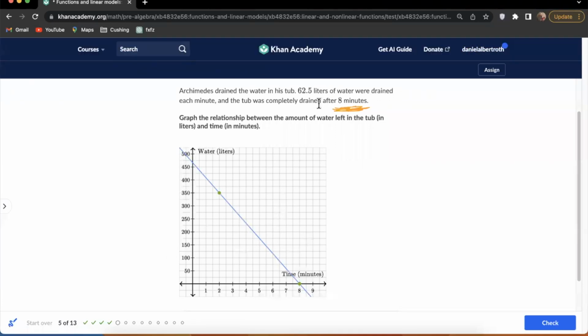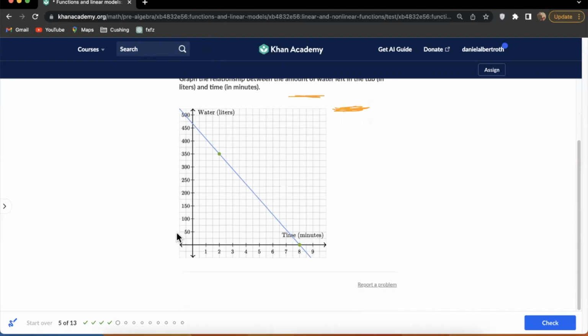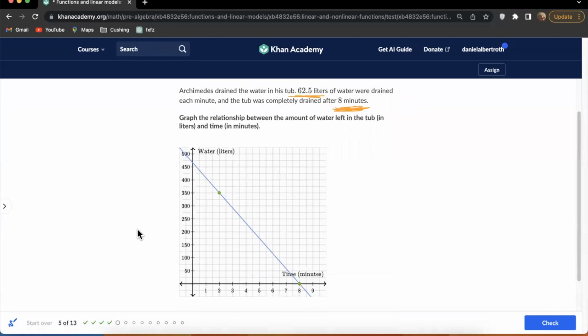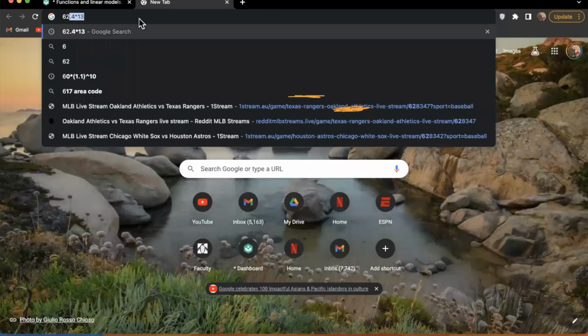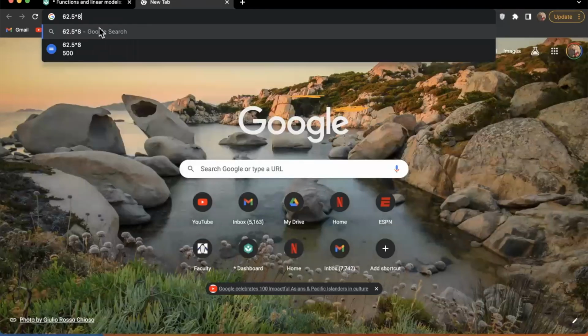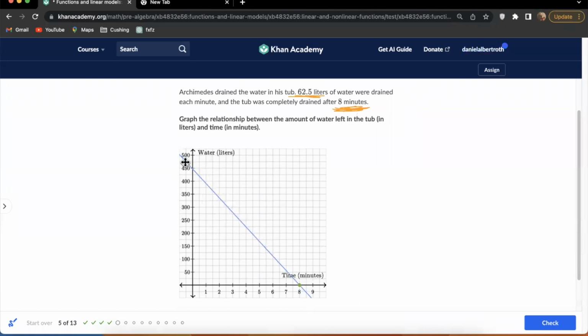Well, if I am draining 62.5 liters per minute for 8 minutes, I can figure out exactly how much water I started with, because that's going to be 62.5 times 8. Each minute is another 62.5. So I'm going to do 62.5 times 8, and that's 500. So when the time has just begun, I have 500 liters of water at the initial time. And after 8 minutes, I will have gone down to 0 if I'm draining 62.5 liters per minute.